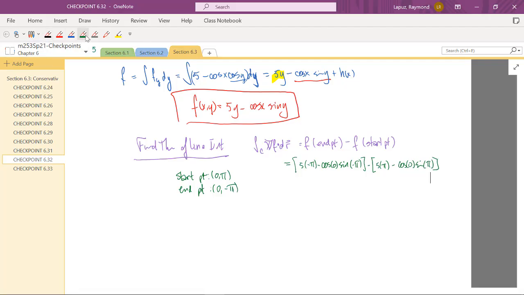Turns out that the sine of pi and negative pi are both equal to 0. So we have a couple of zeros there. And what we have left is negative 5 pi for the first term, and minus 5 pi. So negative 10 pi is your final answer.